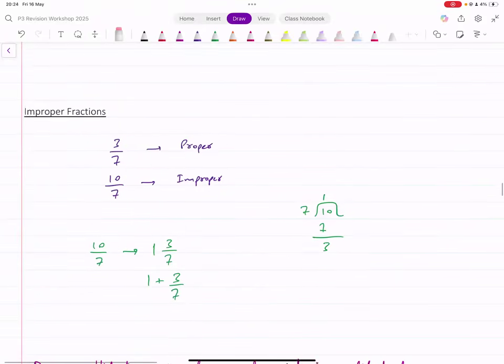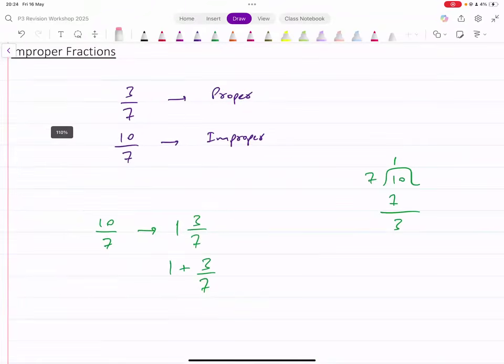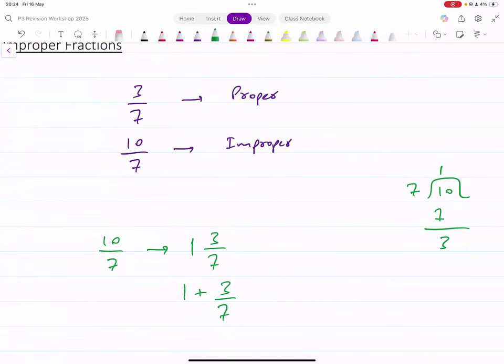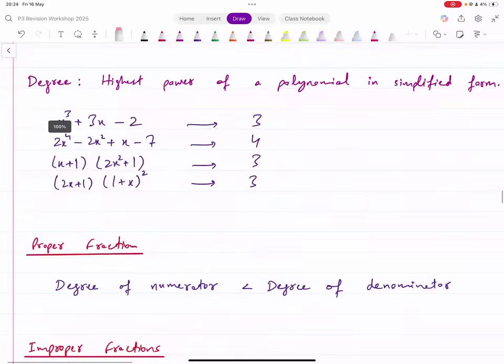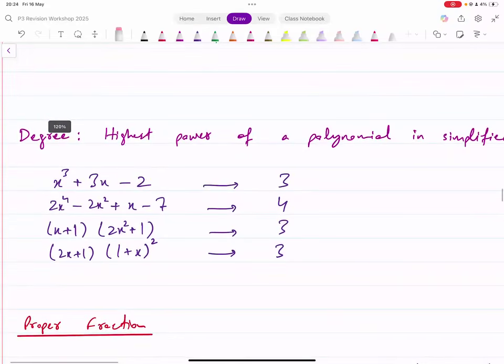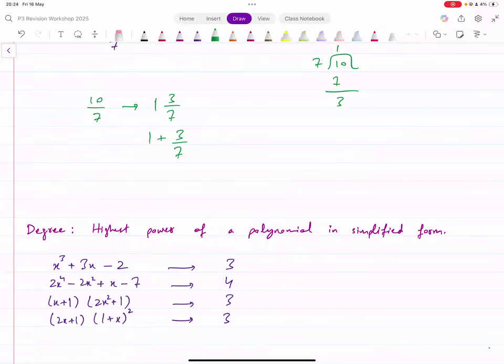All right. Now, what about improper fractions? You can have improper fractions as well. In numbers, improper fractions used to look like this. If the numerator was smaller, we used to call them proper fractions. If the numerator was bigger, we used to call them improper fractions. What about polynomials? In polynomials, first of all, you need to know what the degree of a polynomial is. Degree of a polynomial is the highest power of a polynomial in simplified form. For example, this polynomial, its highest power is 3. We say the degree is 3.